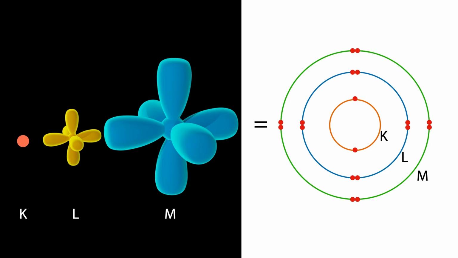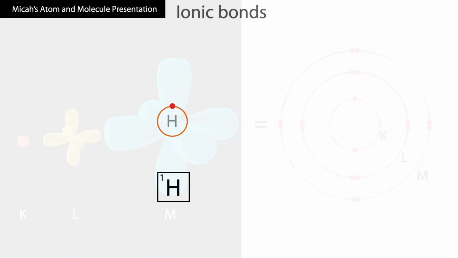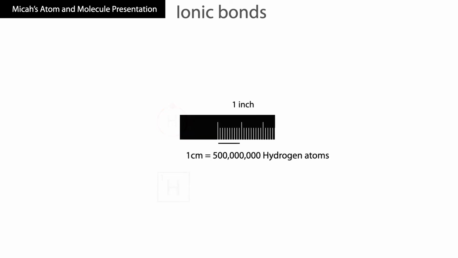Now let's see how atoms bond to each other. Let's start with ionic bonds. Good idea. This is our symbol for a hydrogen atom. It has 1 neutron, 1 proton, and 1 electron. The red dot is the electron. If you line them up side by side, you could fit 500 million hydrogen atoms in 1 centimeter.